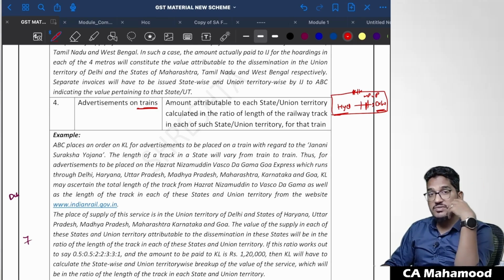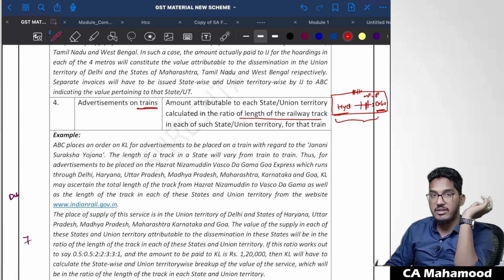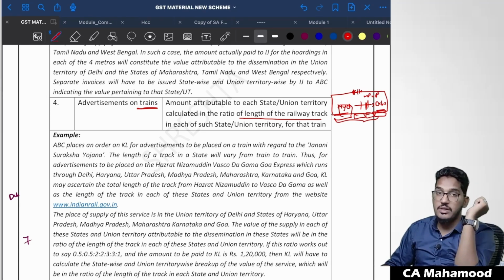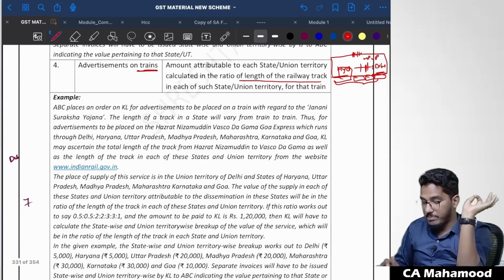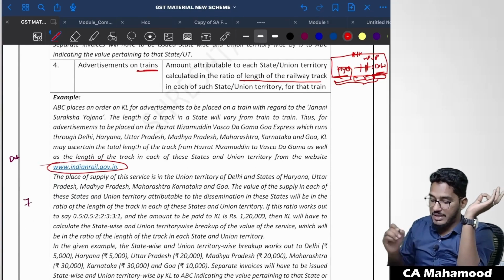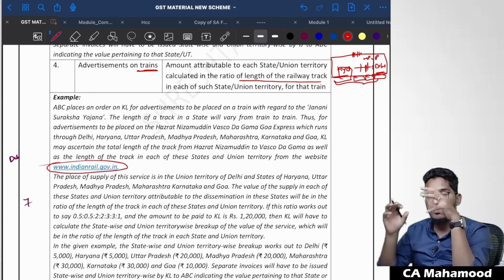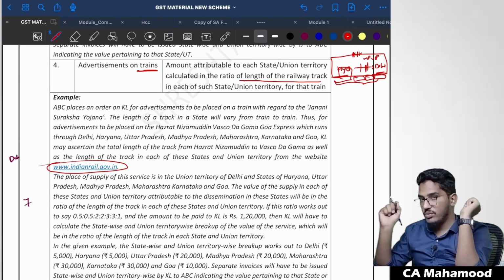Sir, how to determine the place of supply? You have to divide the entire value on the basis of the length of the railway track. You have to determine in each state what the length of the railway track is, and on that basis divide the entire value. Sir, where can I get the length of the railway track in each state? You need not go and measure it. That data is available at www.indianrail.gov.in. On this website, the length of railway track in each state is available. In that ratio, you have to divide it.